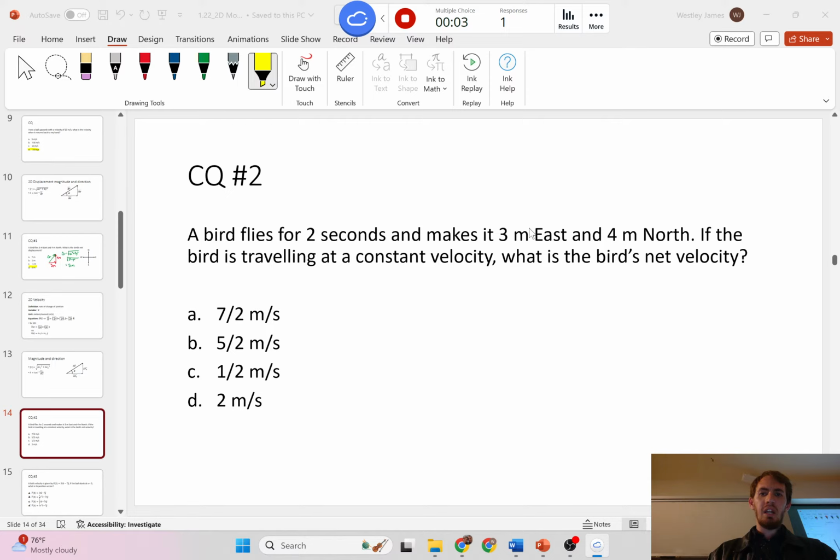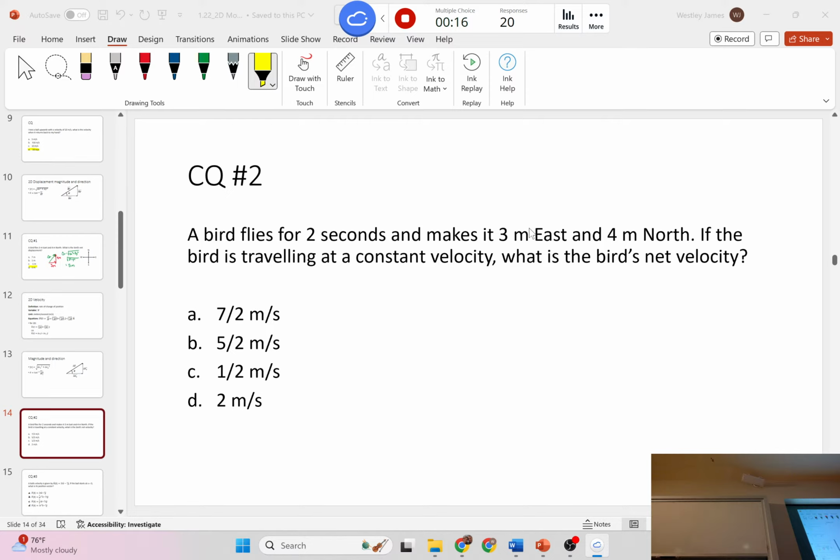A bird flies for a total time of 2 seconds. During this time, it's going 3 meters east and 4 meters north. What is the bird's, we're going to say net velocity in this.